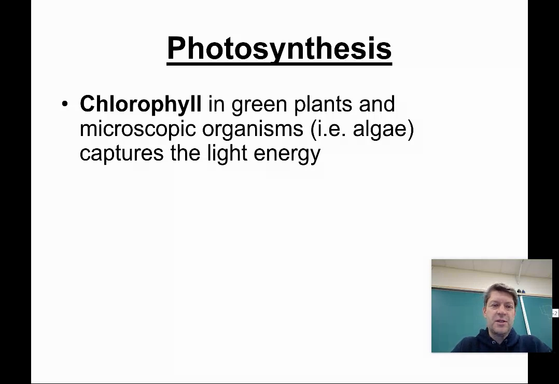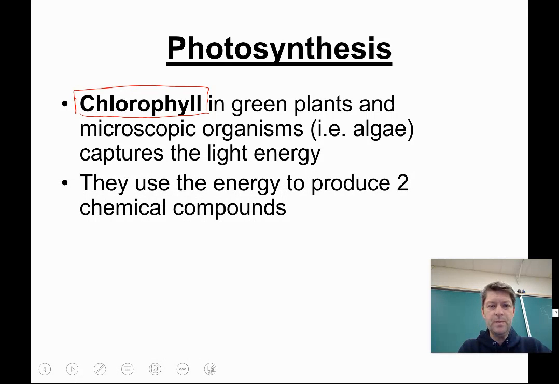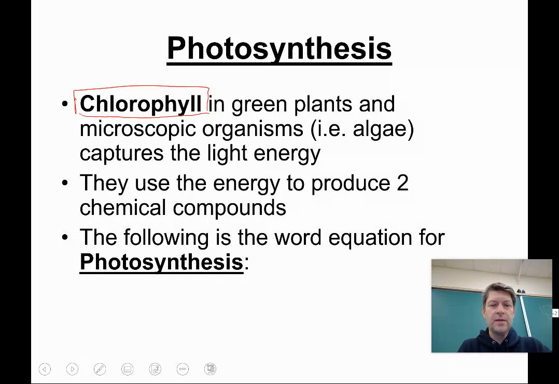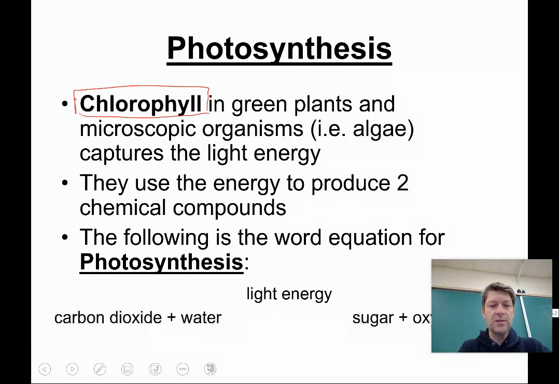In photosynthesis, there's a chemical that's very important. It's called chlorophyll. The color of chlorophyll is green, as you may have guessed, and it's what gives green plants their green color. And certain microorganisms like algae capture the light's energy. And they use that energy to produce 2 chemical compounds. And the following is the word equation for photosynthesis.